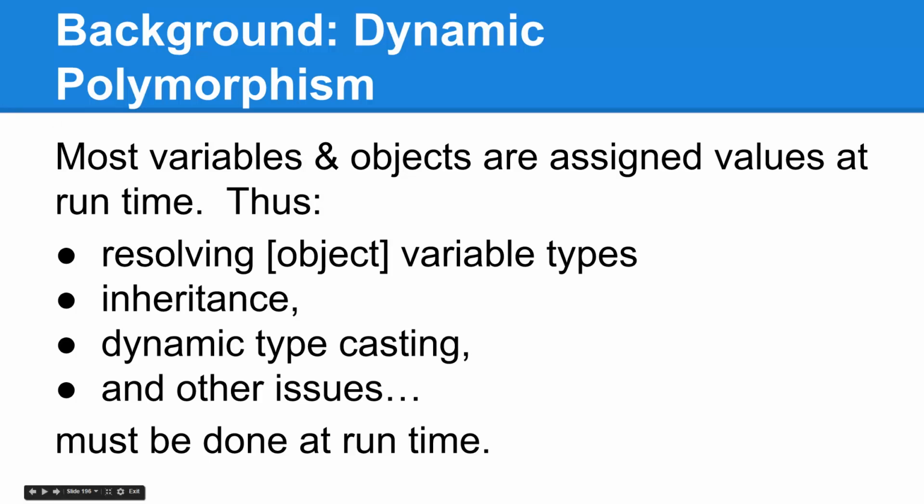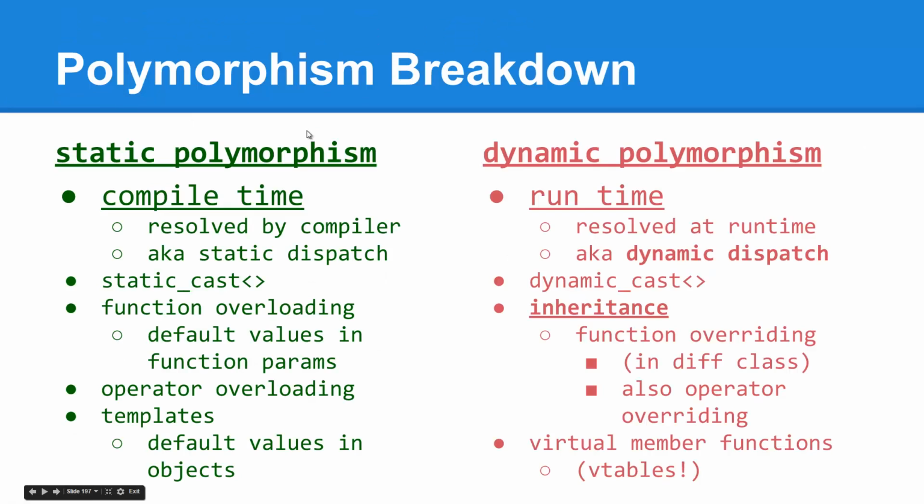So, resolving what the object's variable or data type is going to be, what it inherits from, any other dynamic typecasting issues, these all have to be performed at runtime. And here's a nice little list to break it all down. The difference between static polymorphism and dynamic polymorphism. Think of static polymorphism as all the compile time issues that are solved. This is what you would think of as traditional C. And conversely, the dynamic polymorphic issues are ones that are resolved at runtime.